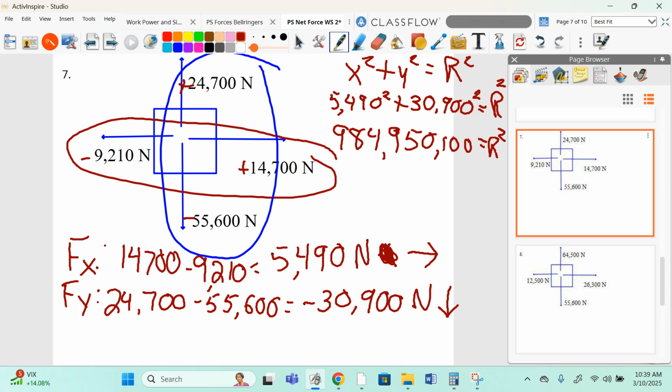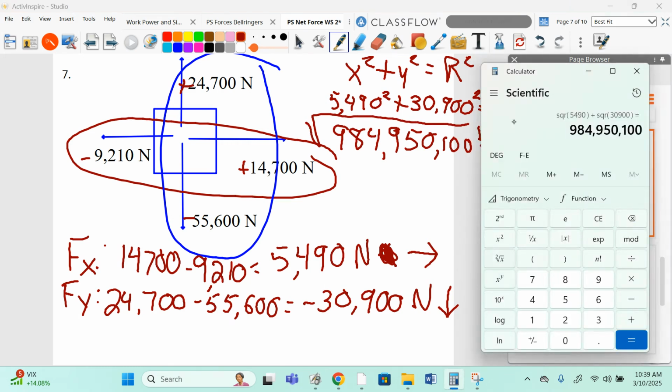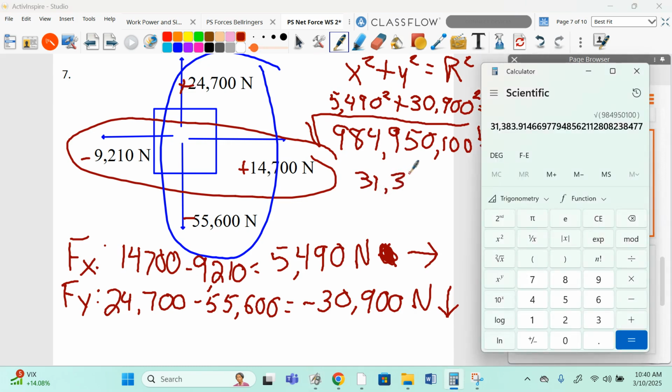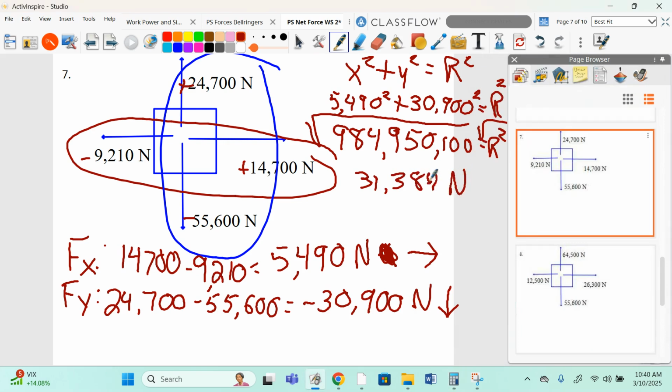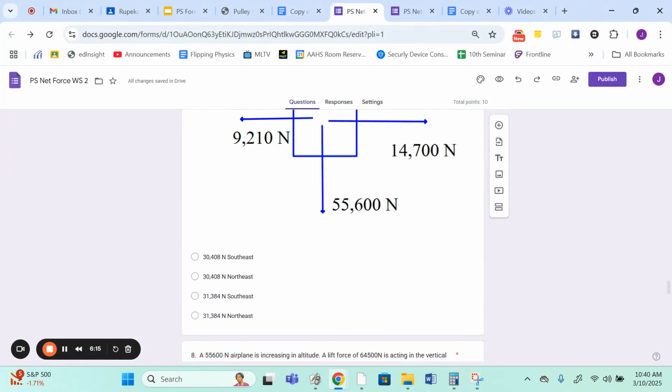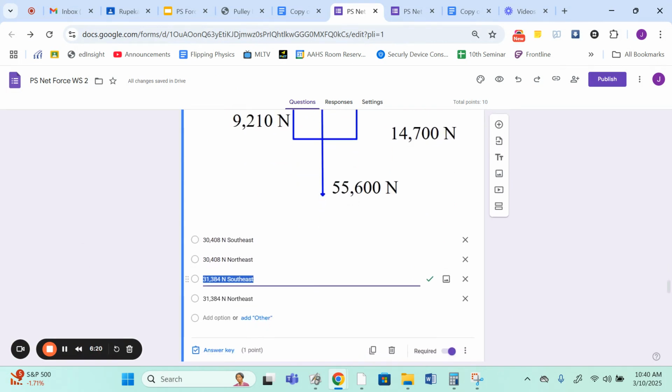And lastly, to get rid of a square, we take the square root. I'm just going to take the square root of that number, and that's going to give me 31,384 newtons. Now, as I take a look at my direction, I've got one going east, I have one going south. I combine those two, I'm going to have 31,384 newtons southeast. And in the Google form, 31,384, my correct choice is part C.